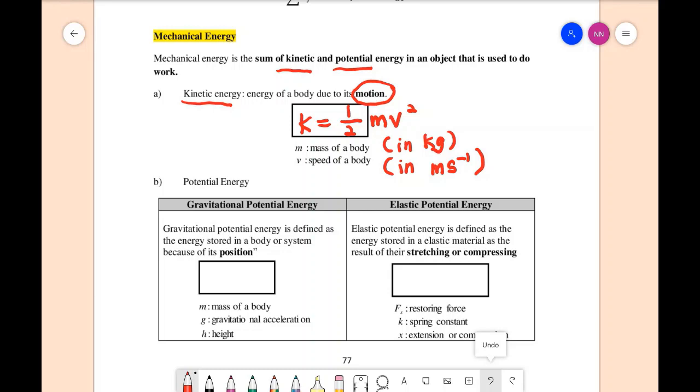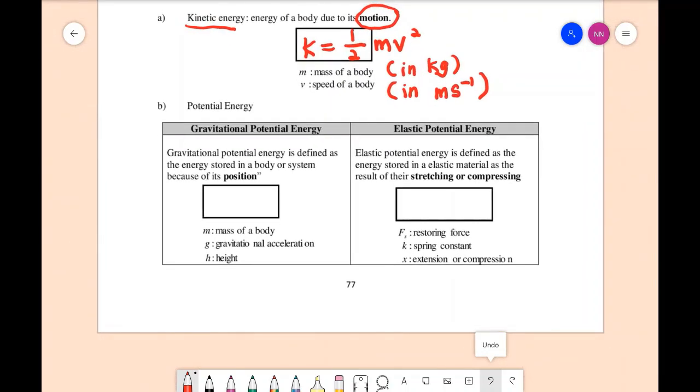Okay, what about potential energy? We have two types of potential energy, which are gravitational potential energy and elastic potential energy. Gravitational potential energy is defined as the energy stored in a body or system because of its position or height. An object at a particular height h from the ground must have gravitational potential energy.